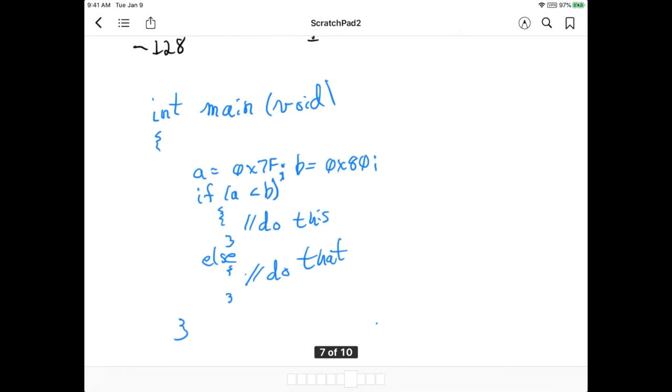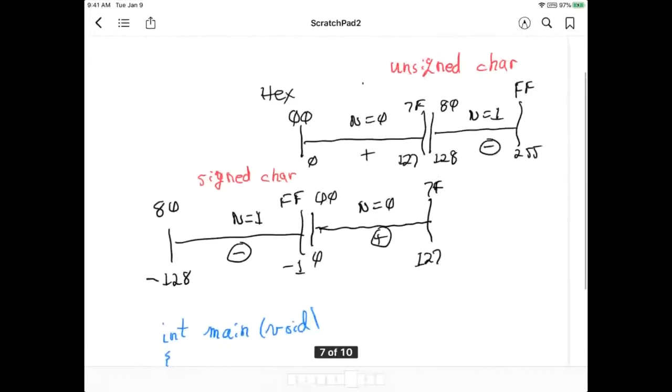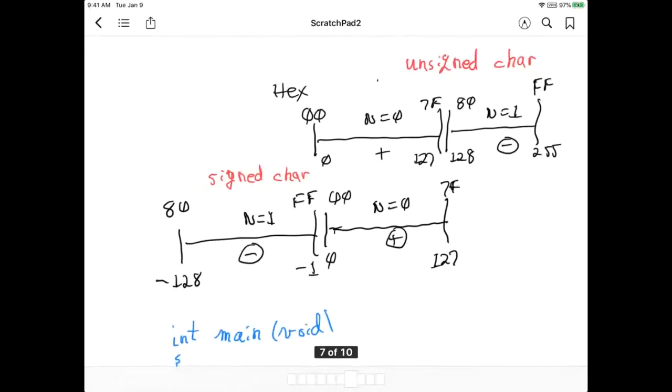So here's what we're going to see, that it depends, guys. It really depends on whether you're talking about unsigned char or signed char, isn't it? When you take a look at unsigned char, 7F is definitely less than 80, isn't it? But if you take a look at signed char, 7F is the biggest signed value and 80 is the smallest. So it really depends on what you've done.